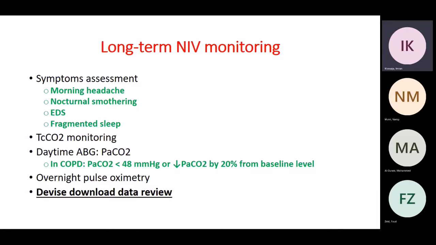So my mentor said she used to do it at 1 and 3. Okay, 1 and 3 months. 1 and 3 months at least, the ABG.